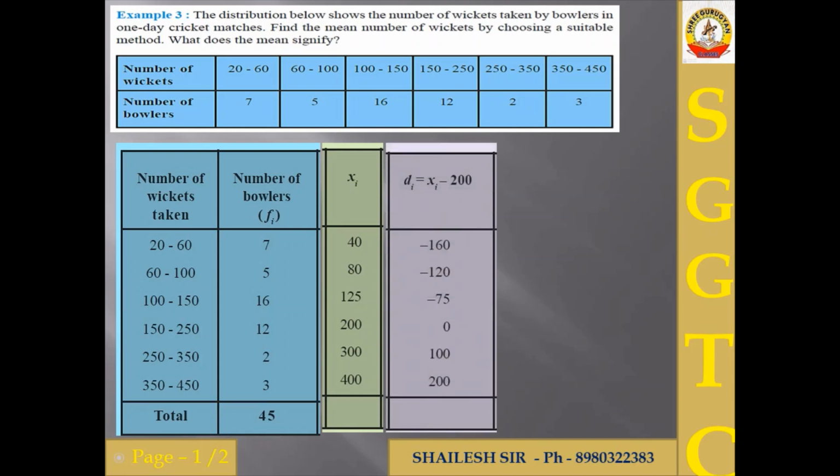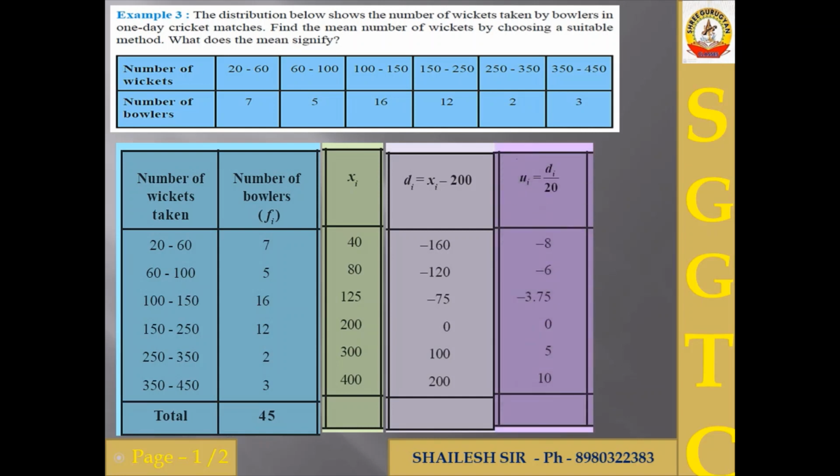Now I go to apply any one method. I am going to di. di means deviation. So before starting deviation, students, you must find the assumed mean. Look at the question: what is the middle value? Yes, there are two middle values, one is 125 and one is 200. Students, you can take either 125 or 200 as the assumed mean, any one, and your last answer will come the same. Here I take the assumed mean 200 and calculate di, Xi minus assumed mean A, and A is here 200. So my answers are minus 160, minus 120, minus 75, 0, 100 and 200.